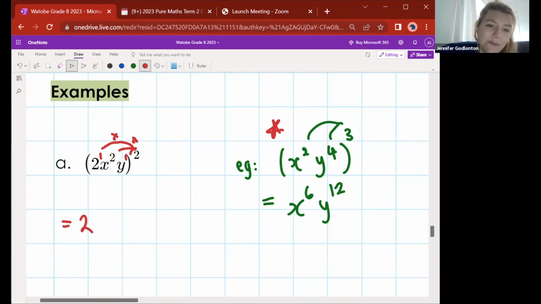So 1 times 2 is going to give us 2. So 2 to the power of 2. 2 times 2 is going to give us 4. And 1 times 2 is going to give us 2. So you can either leave your answer in that form, or you could leave your answer as 4x to the 4, y squared.